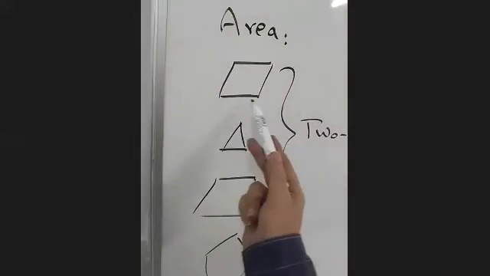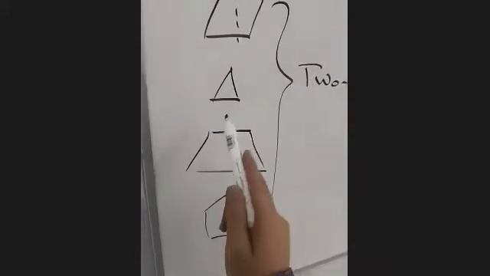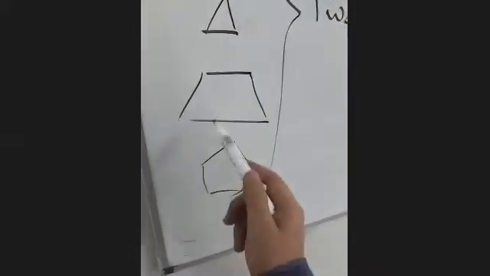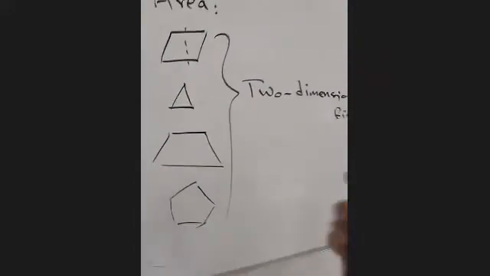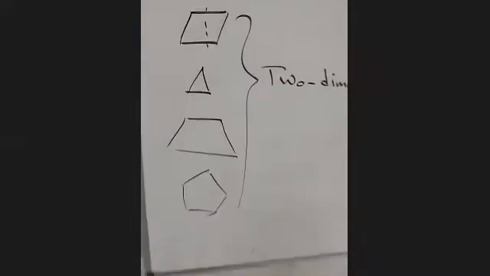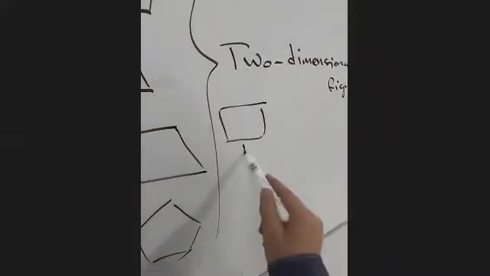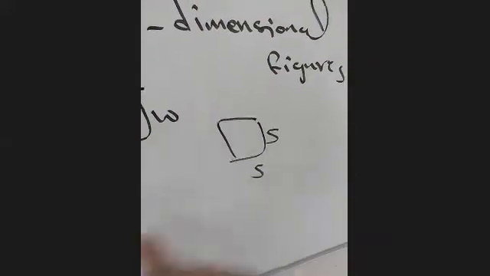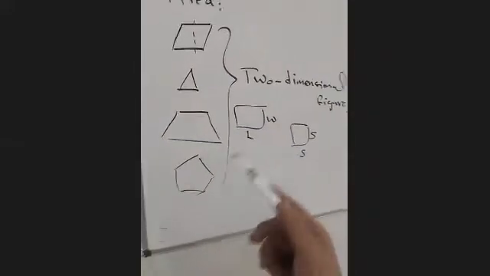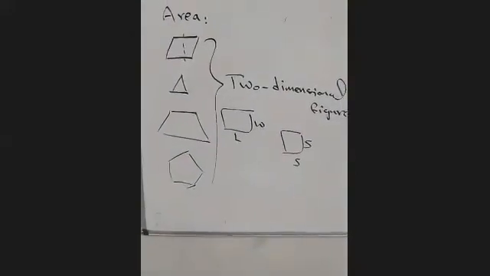The parallelogram has base and height. The rectangle, base and height. The trapezoid, two bases and height. So we have two-dimensional figures like the rectangle, for example. It has length and width. Like the square, it has side and side. So we call these figures two-dimensional figures.